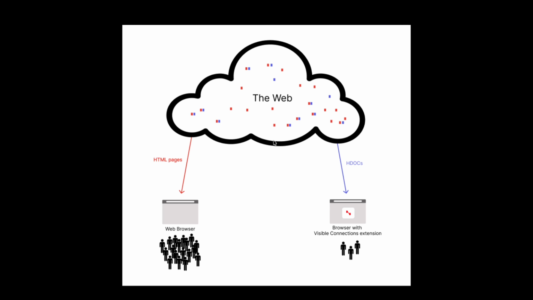For now, let's assume we reach a point where millions of people are using the extension and many websites are publishing content with visible connections. When that happens, the next logical step is for browsers to support visible connections natively. After that, the extension will no longer be necessary. Eventually, hybrid pages that function both as HTML and as HDocs could be replaced with standalone HDocs.